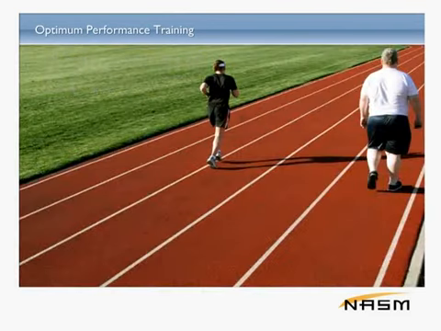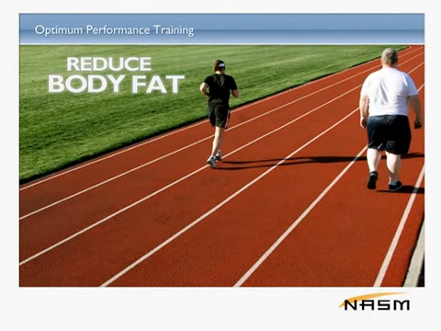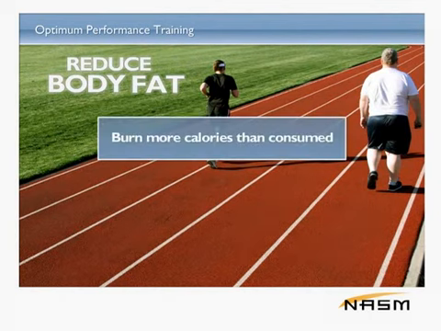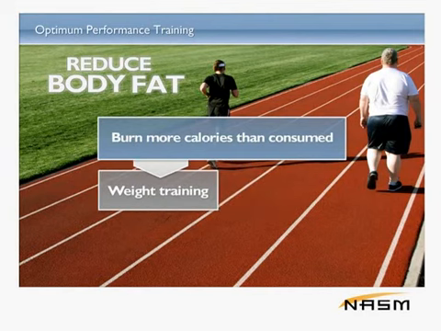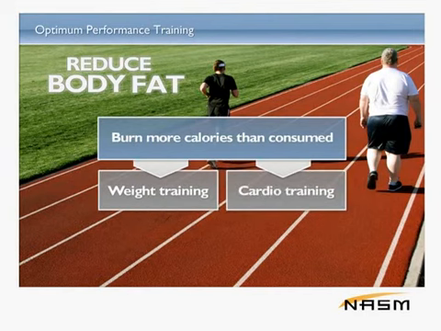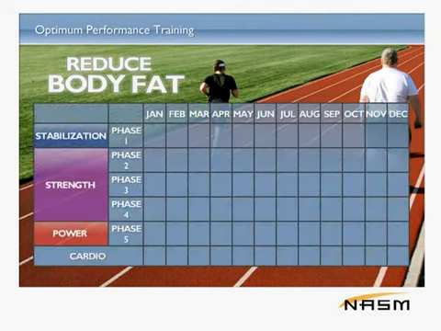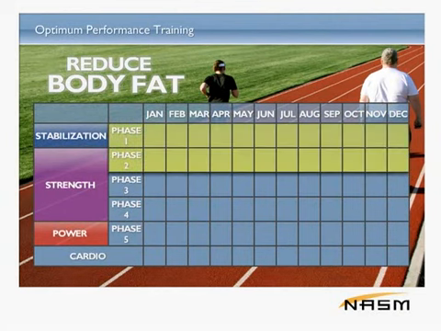The goal of reducing body fat requires clients to follow the simple principle of burning more calories than they consume. The best way to increase the calories burned is to move more. Weight training provides an extremely potent means to burn calories when it's combined with cardiorespiratory training. Because the goal is not for hypertrophy or to gain maximal strength and power, the client only needs to be cycled through the first 2 phases of the OPT model: stabilization endurance training and strength endurance training.